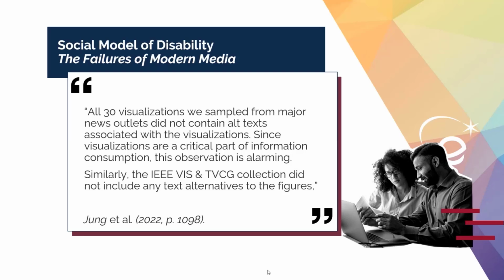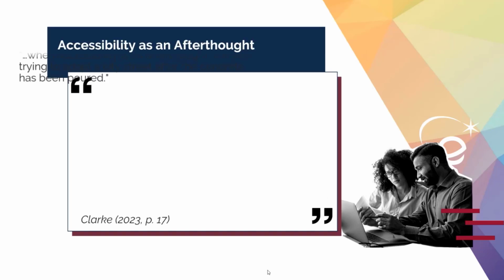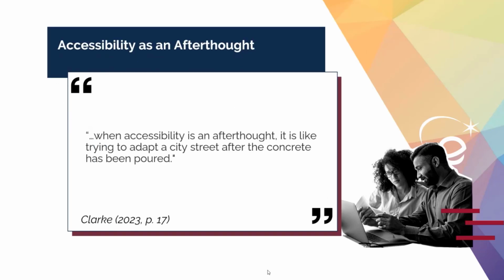And even more surprising was the IEEE Visualization Conference. This conference brings together industry and academic experts in the field of visualization. And the IEEE Transactions on Visualization and Computer Graphics, or TVCG, publish peer-reviewed articles on this subject bi-monthly. None of these organizations, academic or modern media, are using alt text, according to Jung et al. from 2022.